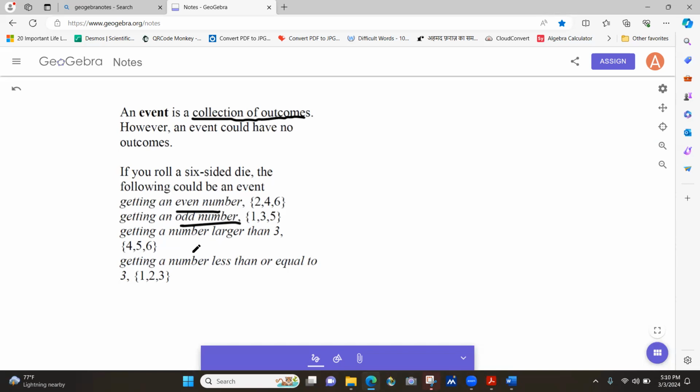You can also describe an event like getting a number larger than 3, 4, 5, 6, getting a number less than or equal to 3. So that would be 1, 2, or 3. So all these are events. Events are a collection of outcomes. Now, the event could be your entire sample space. The event could have nothing in it, could be an empty set too. Be aware of that.